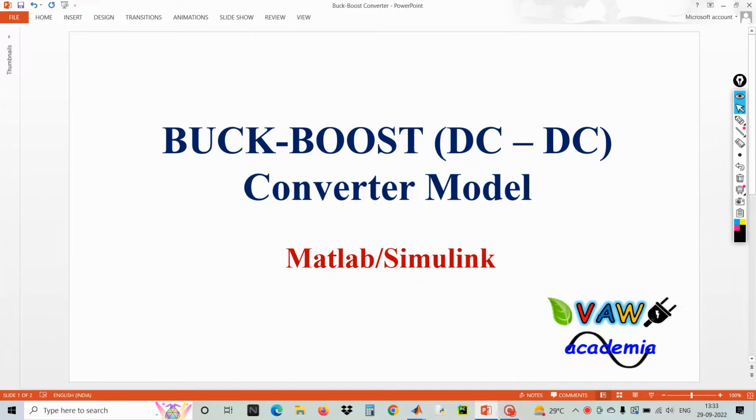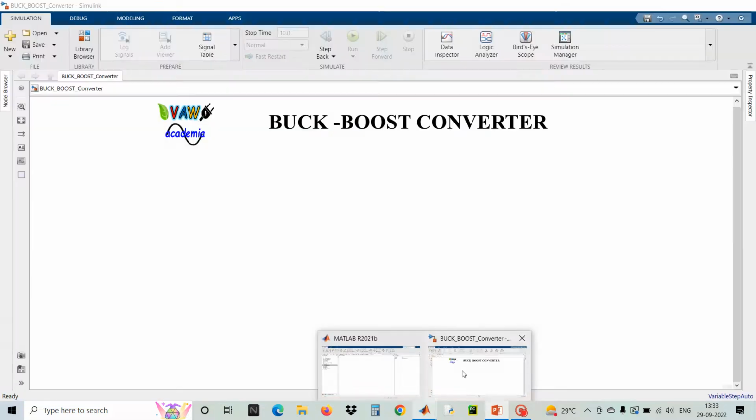In this video, we are going to see how to simulate buck boost converter model using Matlab. So buck boost is another type of DC-DC converter which will either increase the output voltage or reduce the output voltage based on the duty value. So this converter will do both the buck action as well as boost action. Let us see how to simulate the buck boost model with the help of Matlab.